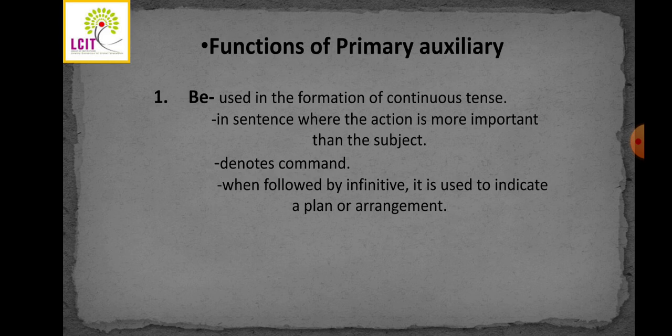What is an infinitive? Infinitive is "to". So when it is followed by an infinitive, it is used to indicate a plan or an arrangement, like we are to leave tomorrow. We are to do these things, meaning either you have a plan or you have an arrangement. So in this way you can use be in different forms. So these are the functions of the first primary auxiliary, that is be.